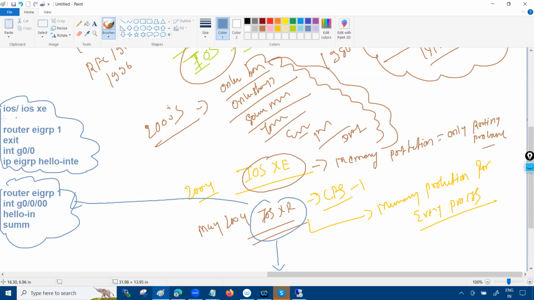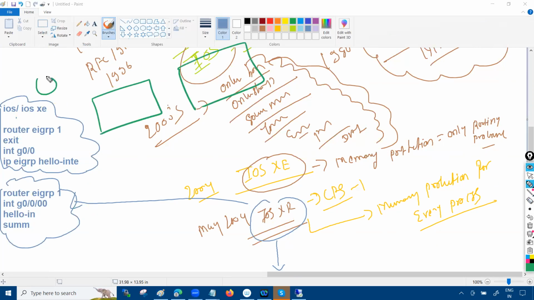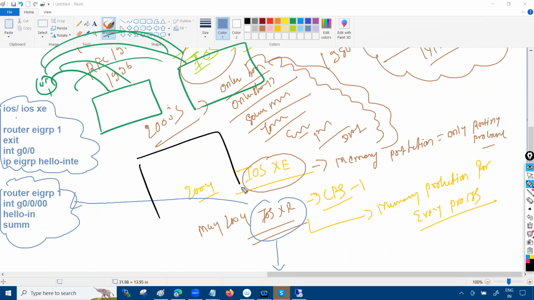Exactly. See, if you do summarization, you need to go in the interface. If you're advertising, you need to go in the router EIGRP mode. If you want to change the password, you need to come in the interface mode. You have to go and change the mode. You need to change the mode: this is the router EIGRP mode, this is the interface mode. So the person has to go first in this mode, then this mode, this mode, this mode. But in the case of IOS XR, single mode. All those things you can do in the single box. Understood.